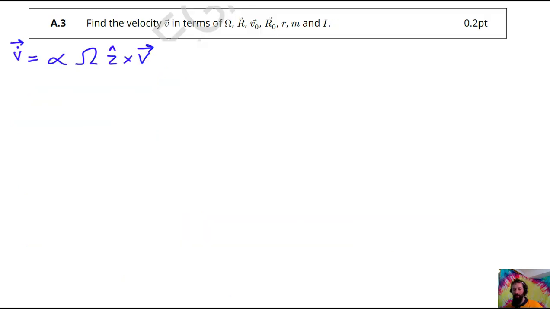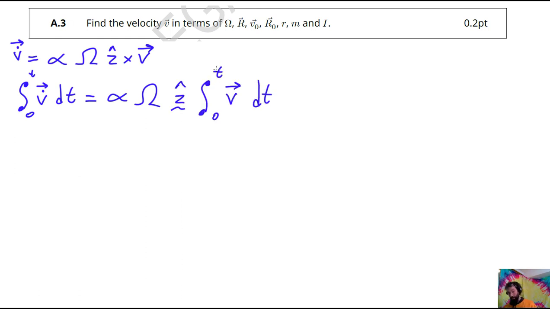Okay, so for part A3, what we need to do is find the velocity. And we've already found the acceleration, so I guess what we just need to do here is integrate with respect to time. So if we integrate both sides, we're going to get the following. Note, alpha and omega are constants with time, as is the z direction. Okay, and when we integrate our acceleration, we're going to get the velocity, and we're going to evaluate this at 2 points. So we're going to do the velocity at the current point in time minus the initial velocity. So this bit essentially just becomes v at the current time, and this bit becomes r of t.